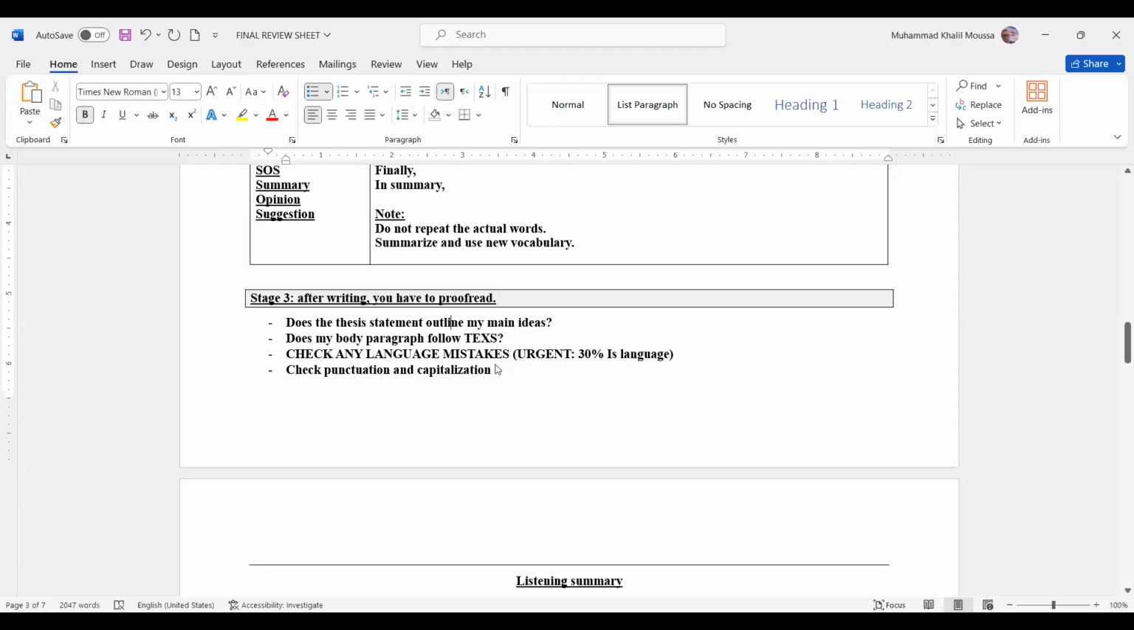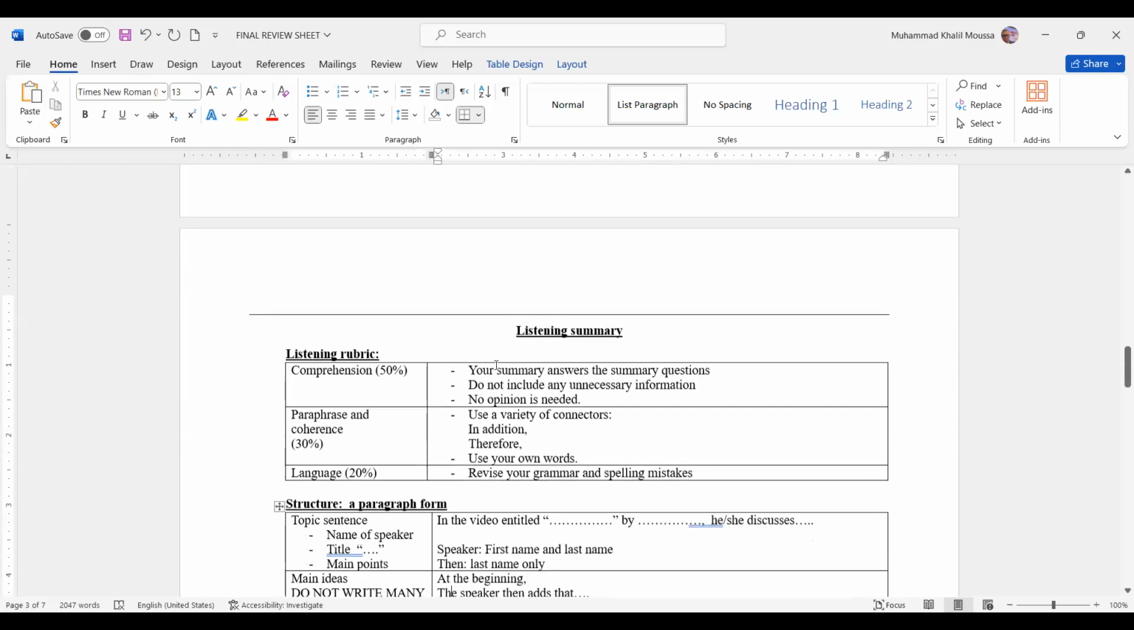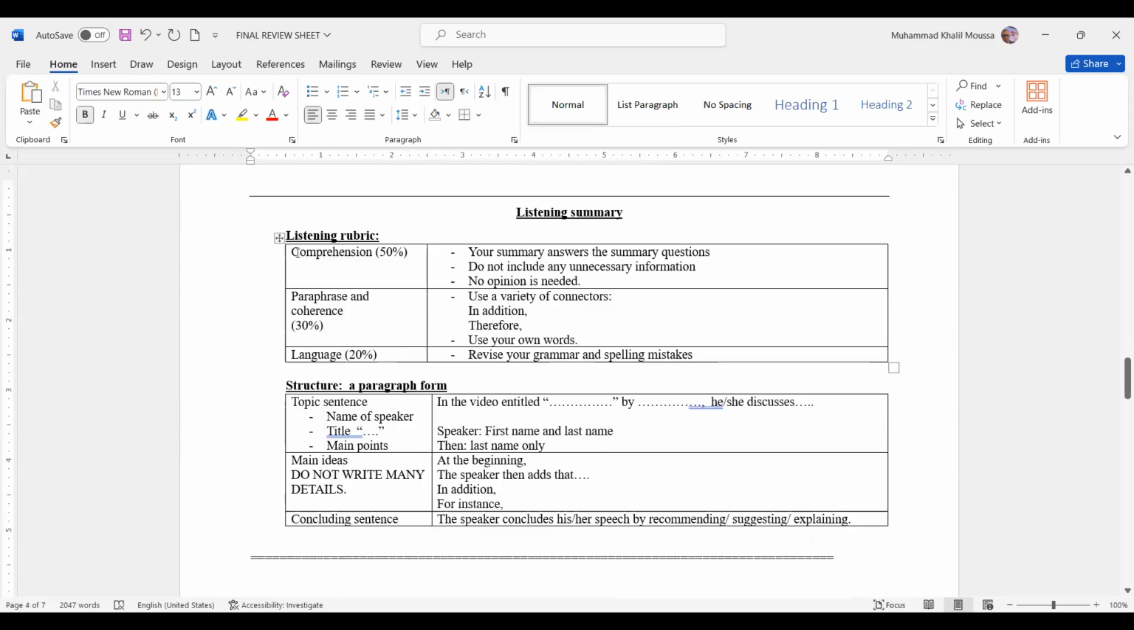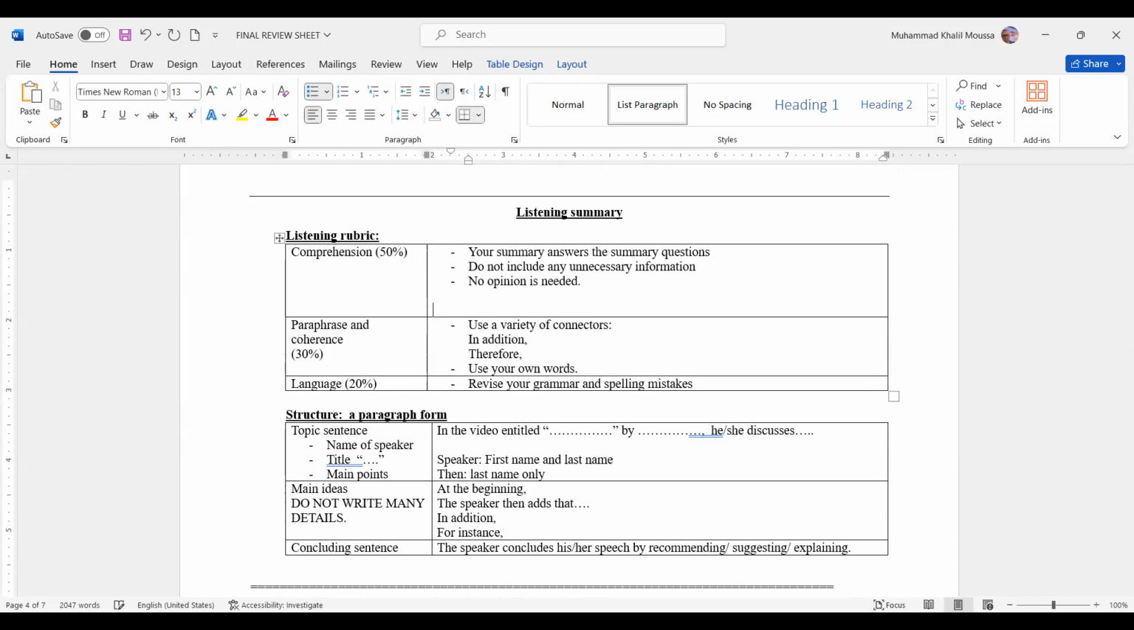Okay, now let's move on to the listening summary. Don't forget that for the listening summary, you will listen to the video or the TED Talk twice. And as you can see, this is the listening rubric with the comprehension 50%. And don't forget, the most important thing is to answer summary questions. Please, you have to answer the summary questions, because these are the prompt questions that you should answer during your summary. Don't provide unnecessary information. You don't have to provide lots of details.